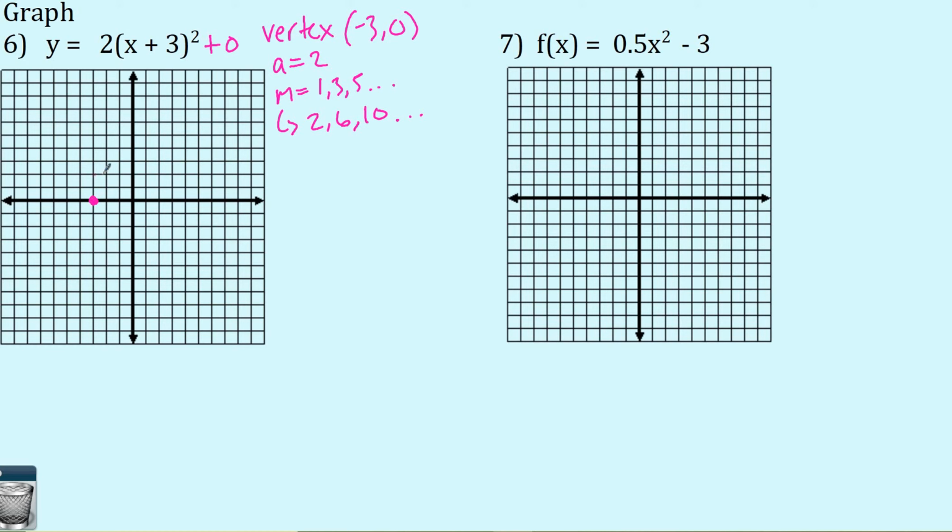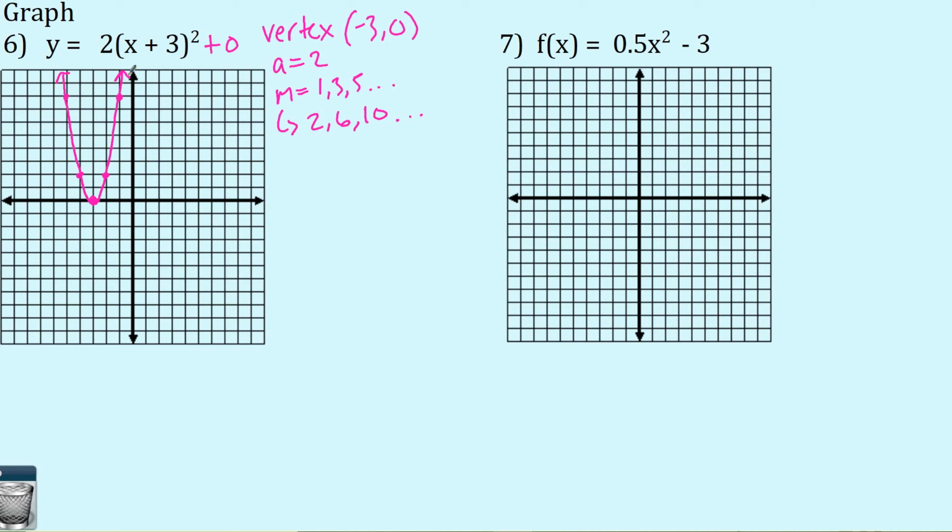Slope of 2, up 2 over 1. Then 6, up 6 over 1. Now I don't have enough room for that 10, so I'll leave it there. Up 2, left 1. Up 6, left 1. So I make it symmetrical. So here we have our parabola. Okay, so that's all you need to do, and see how I can show my work.